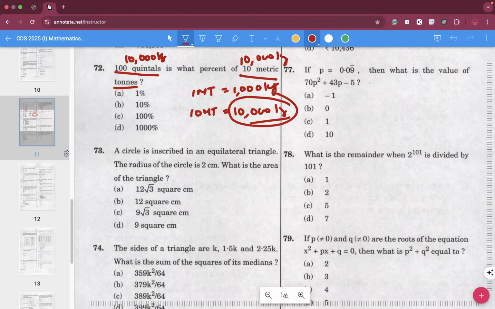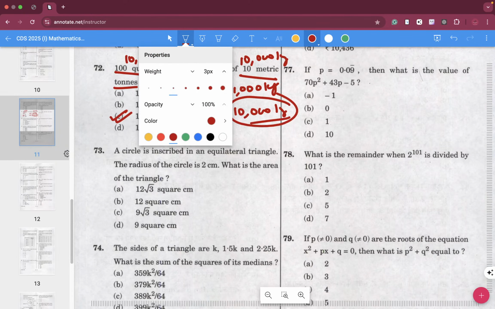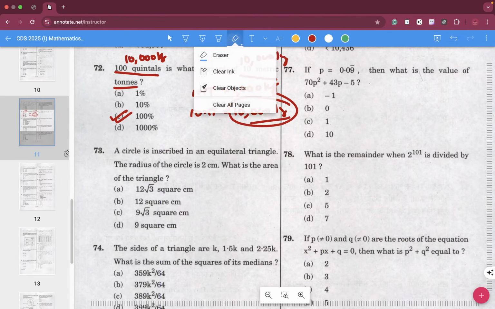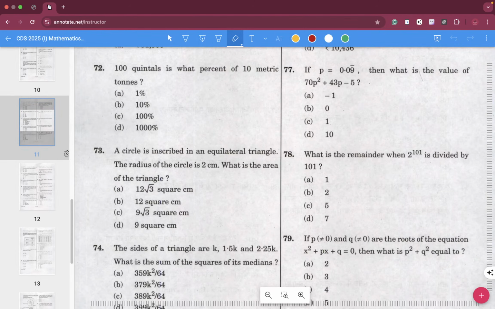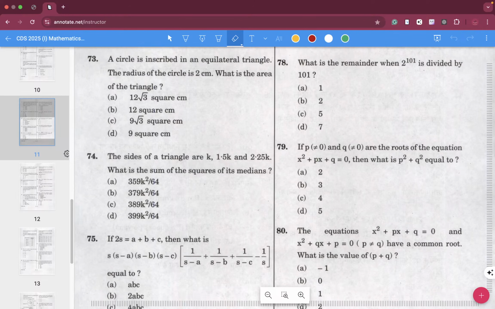10,000 kg is how much percent of 10,000 kg? Like 5 is how much percent of 5? Simply 100% over here is the answer to this particular question, folks. Easy, right? Had you known the value of quintal and metric tons, it would have been easy for sure. I'm not quite sure whether you knew this value or not.